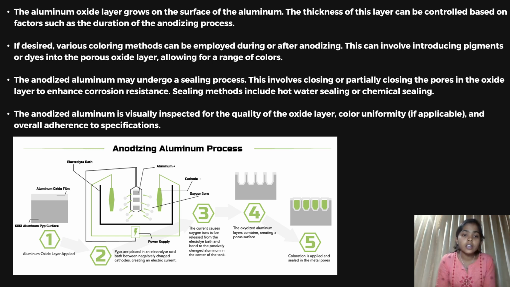If desired, various coloring methods can be employed during or after anodizing. This can involve introducing pigments or dyes into the porous oxide layers, allowing a further range of colors. The anodized aluminum may undergo a sealing process. This involves closing or partially closing the pores in the oxide layer to enhance corrosion resistance. Sealing methods include hot water sealing or chemical sealing. The anodized aluminum is visually inspected for the quality of the oxide layer, color uniformity, and overall adherence to specification.